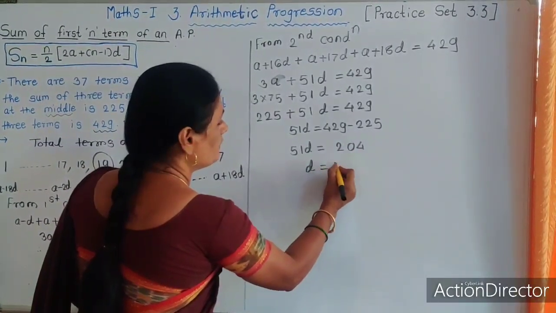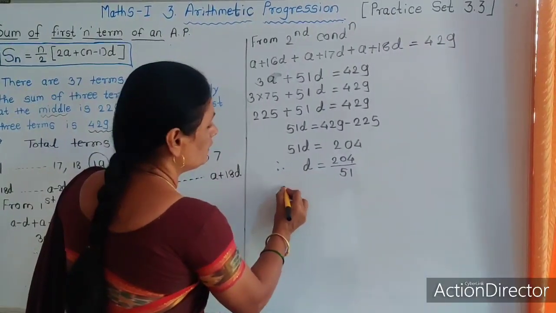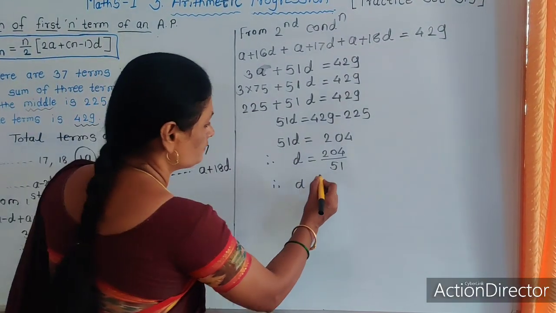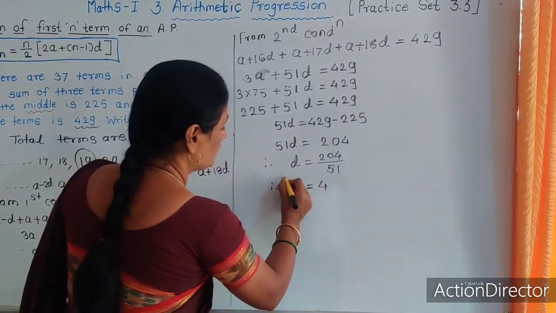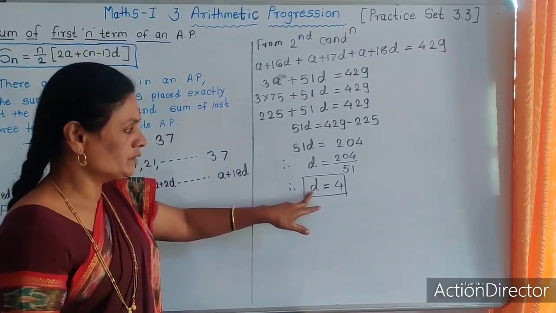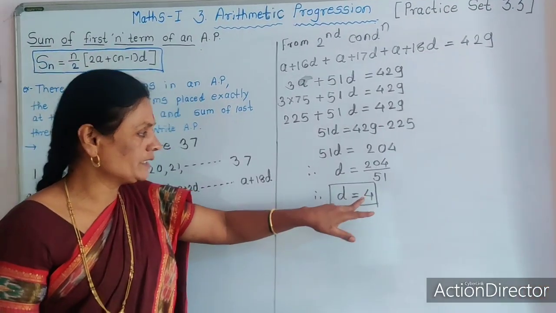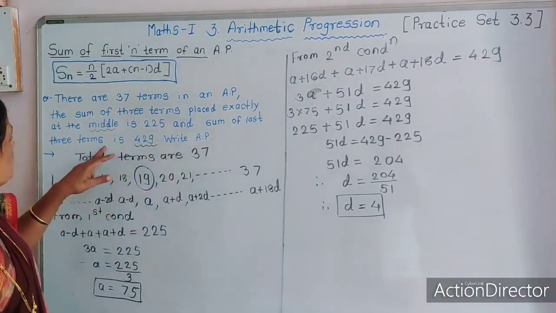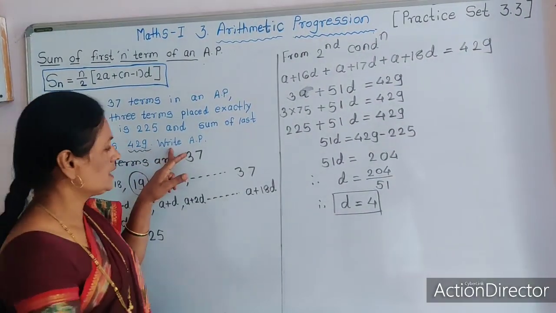51 goes to the other side as divide, and therefore D is equal to 204 divided by 51. When we divide 204 by 51, we get 4. That is, the value of D is equal to 4. Now our question is to write the AP.